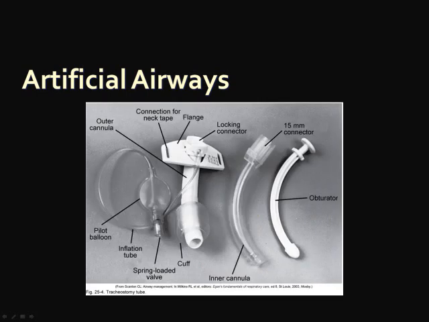Now, other airways we may use in a patient, this is a trach. A trach is like an endotracheal tube, except it's much smaller, and it goes in through the patient's throat here.